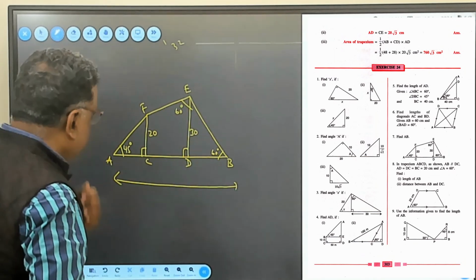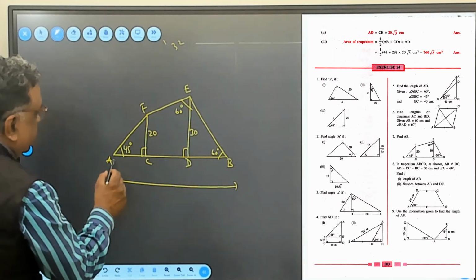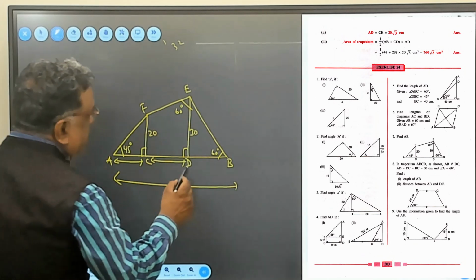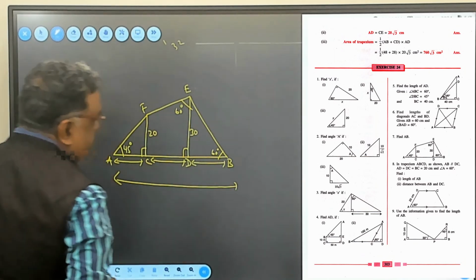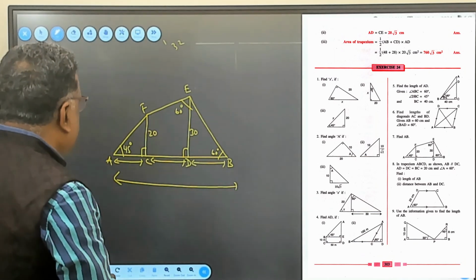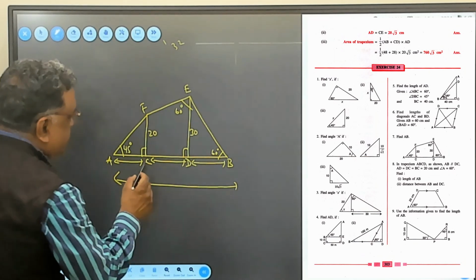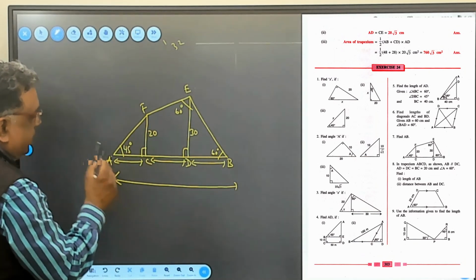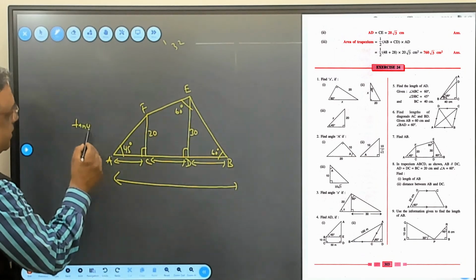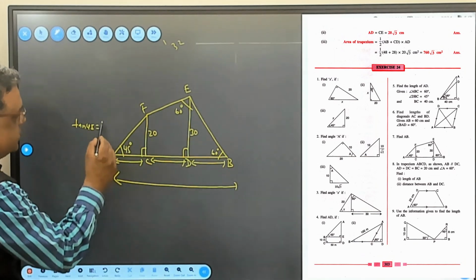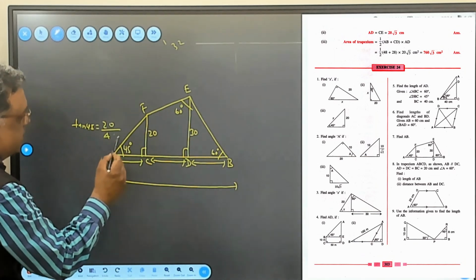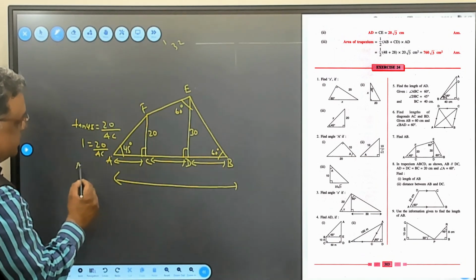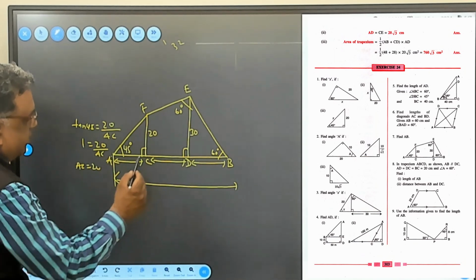I have to find out this length. To find out this length, I need to find out AC, CD, and BC. So AC is very simple because if I take AFC as a triangle, I can put tan 45 here. Tan 45 is opposite upon adjacent, that is 20 upon AC. Tan 45 is 1, so 20 upon AC. So AC is 20. So I could find this. This is 20.